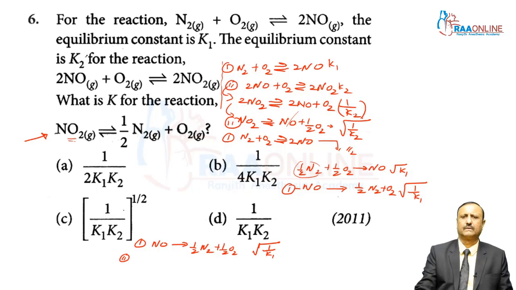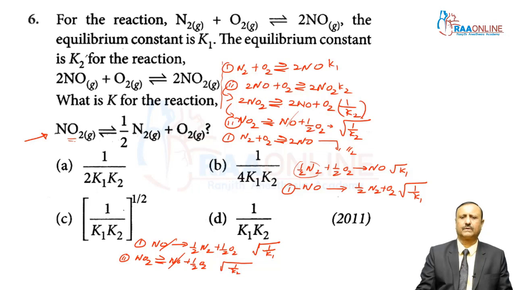Now, the second reaction: NO2 gives NO plus half O2, and this is your second reaction, 1 upon K2. Here you can see NO and NO cancel each other, and half O2 and half O2 are added. So you get NO2 gives half N2 plus O2. So, my dear students, you get the answer 1 upon K1 into 1 upon K2.